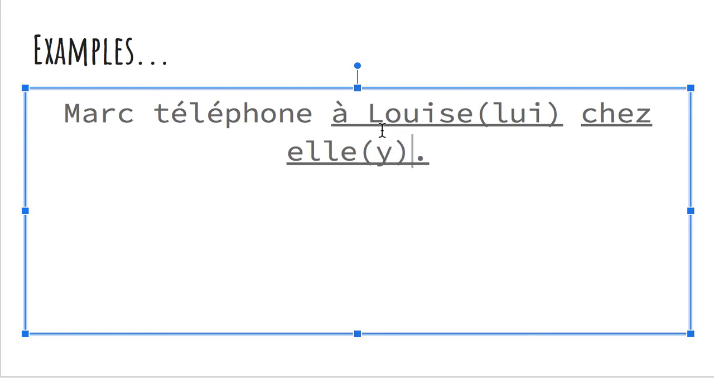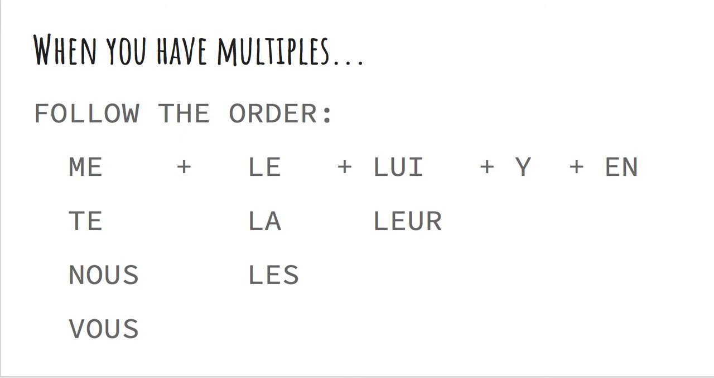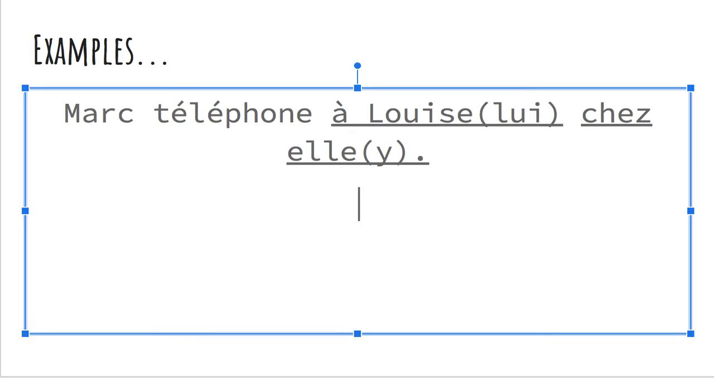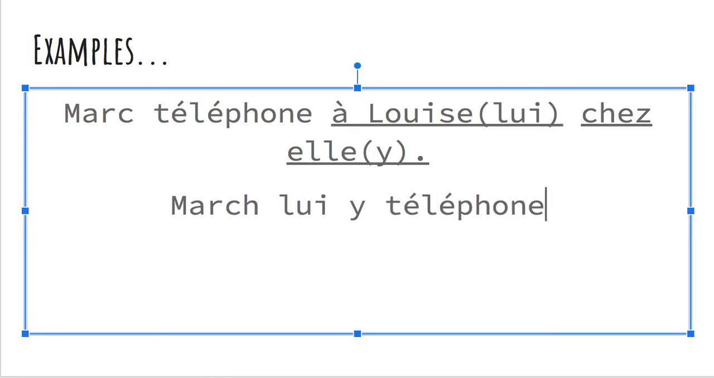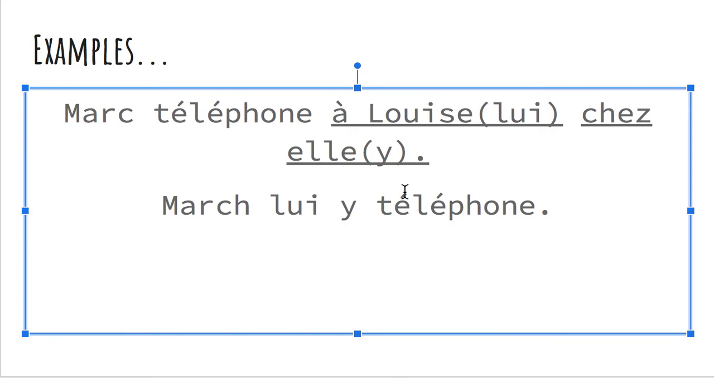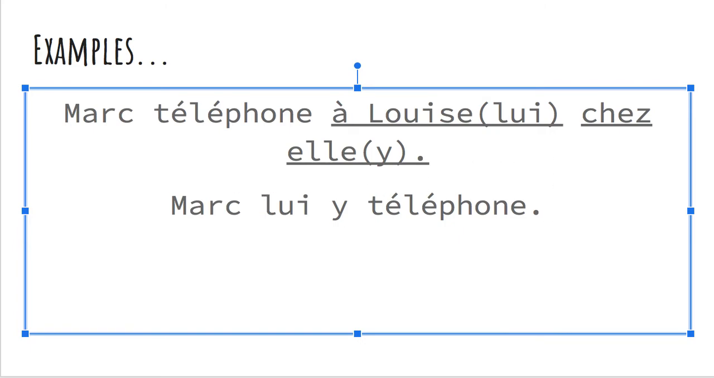So once again, both of these things need to move before my verb. So they're both going to move before téléphone. So when I rewrite this, I have to once again look back here at my order, okay, and decide which one is going to go first. So looking at my order, I know that it's going to be lui. So Marc, lui, y, téléphone. Okay, that is your answer. I love autocorrect. So Marc lui y téléphone. So Marc is calling her there, is what that says.